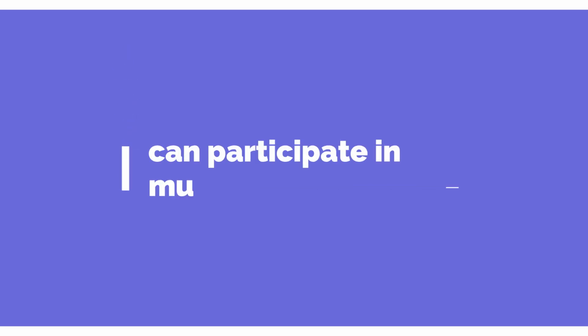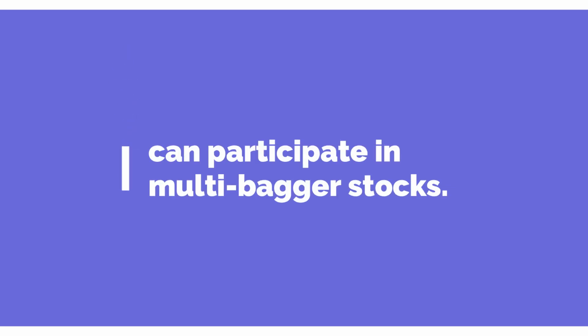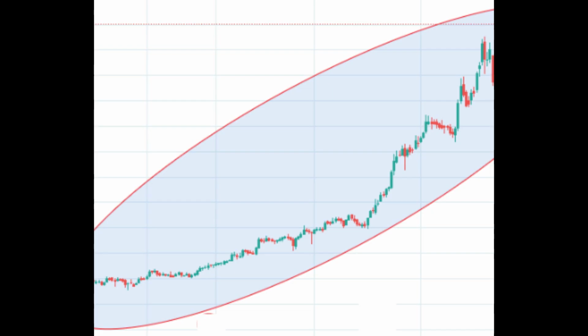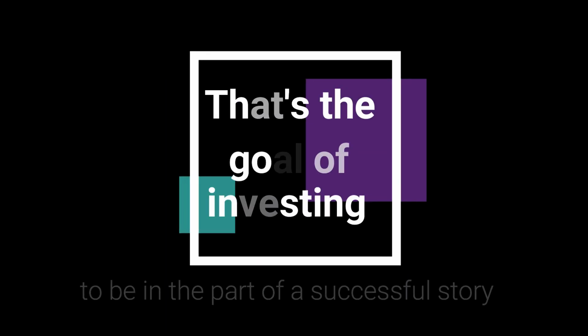Number four, can participate in multi-bagger stocks. Wow! How can momentum help us find the multi-baggers? One can easily identify stocks having strength to maintain upward movement in a longer period. That is really going to help us to participate in multi-bagger stocks, and that's the ultimate goal of investing.